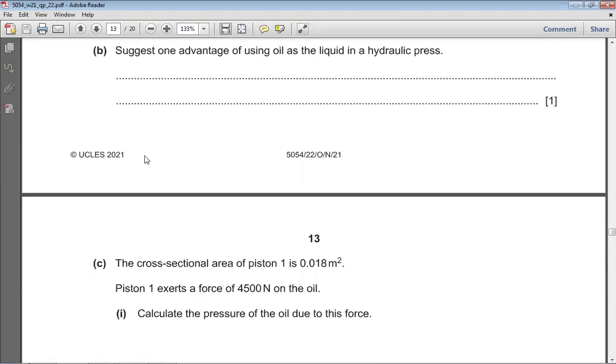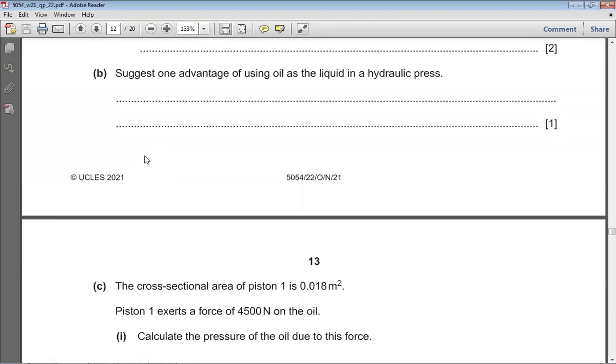Now the B part, question number 7, B part. Suggest one advantage of using oil as the liquid in a hydraulic press. One advantage is that oil is incompressible, and the other reason can be that the oil acts as a lubricant. So those pistons and that cylinder are lubricated. Oil acts as a lubricant. It reduces the friction between the piston and the cylinder. Let me show you my answer.